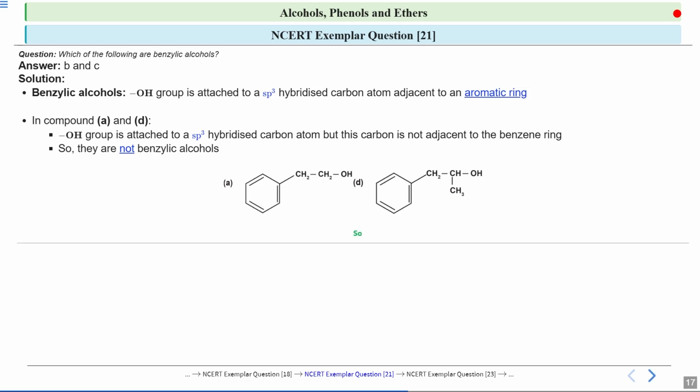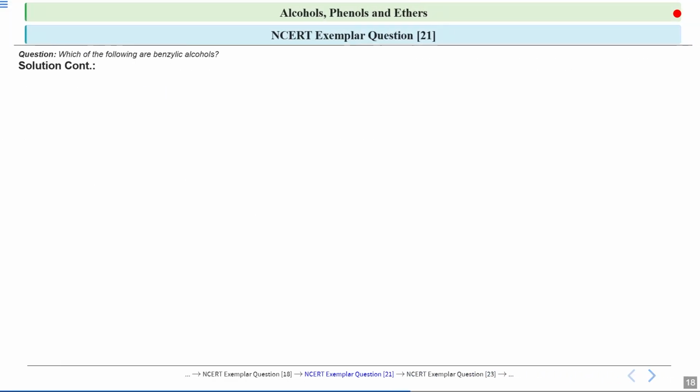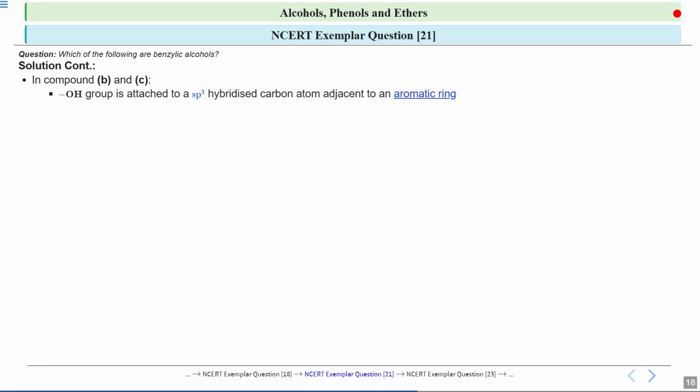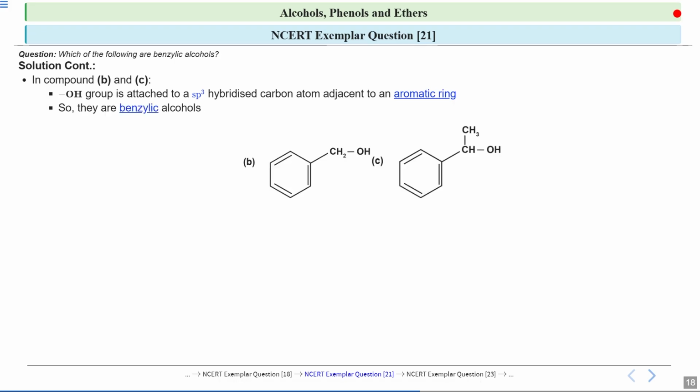Now let us see why options B and C are correct. What is happening in compounds B and C? The OH group is attached to an sp3 hybridized carbon atom, and that is adjacent to an aromatic ring. So both conditions are satisfied: it is an sp3 hybridized carbon as well as adjacent to an aromatic ring. If you see over here, the carbon to which the OH group is attached is an sp3 hybridized carbon. And this carbon atom is adjacent to this benzene ring.